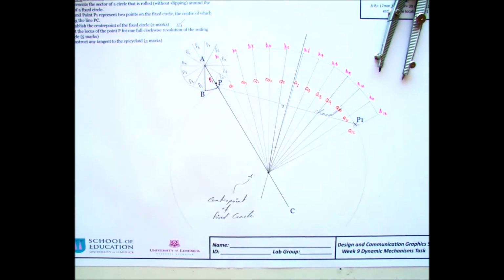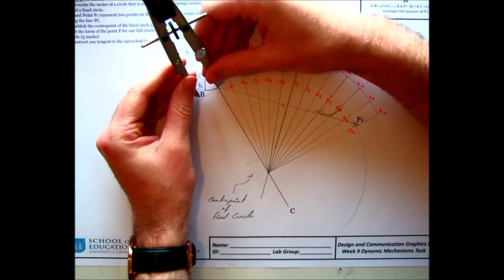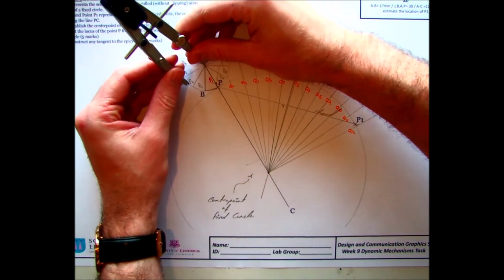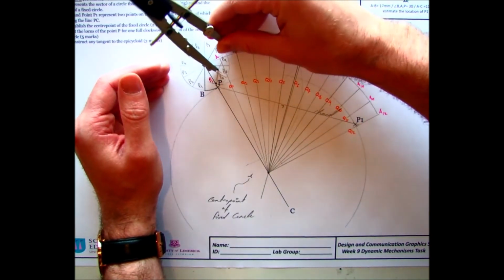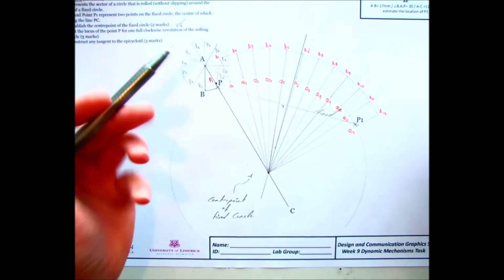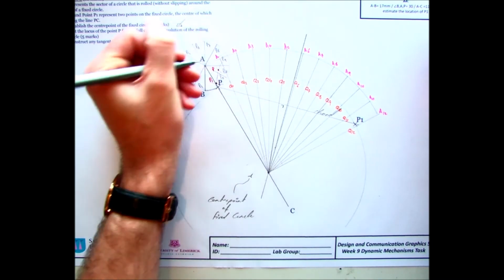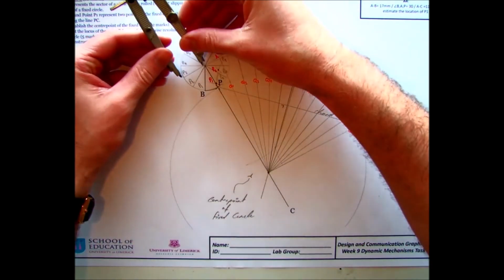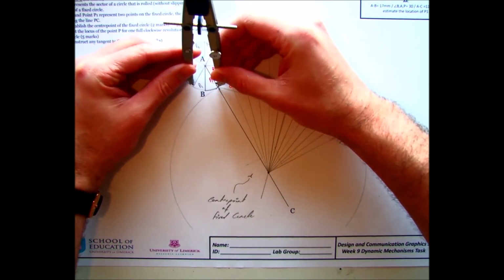Now I just keep repeating that process. So this time it's from P to P2. Draw an arc. So P2. Then P to P3.